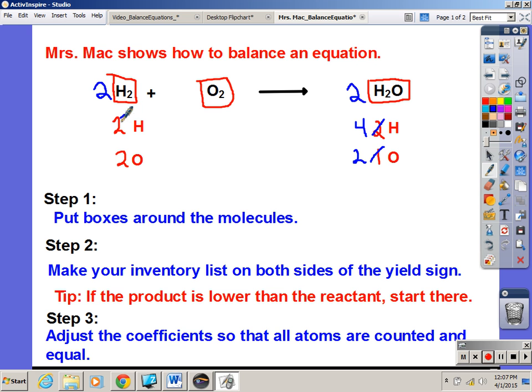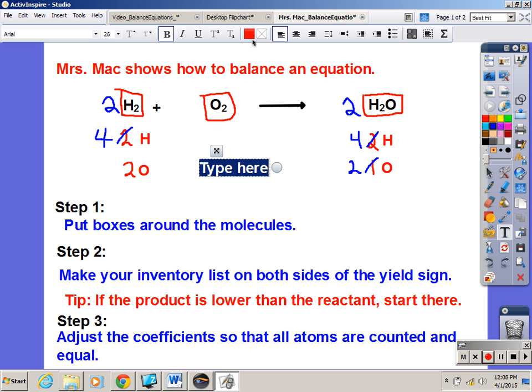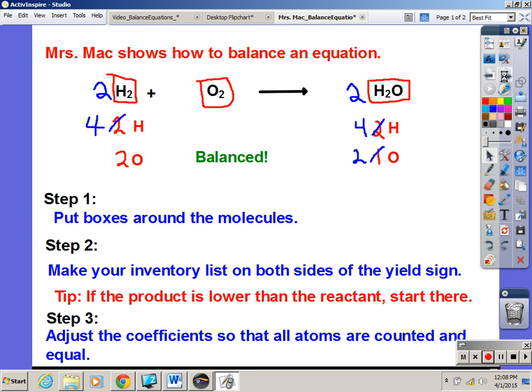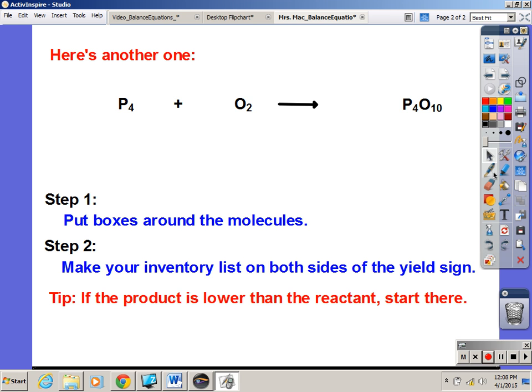So in this case, I have 4 H's on this side, I have 4 H's on that side, I have 2 O's on this side, and I have 2 O's on that side. So indeed, my equation is now balanced. Okay, let's show you one more time, same thing. Let's try it again. Okay, we're going to start by putting boxes around the molecules.